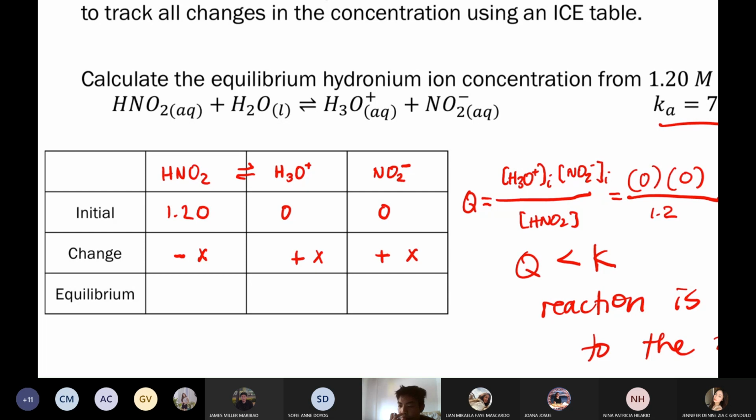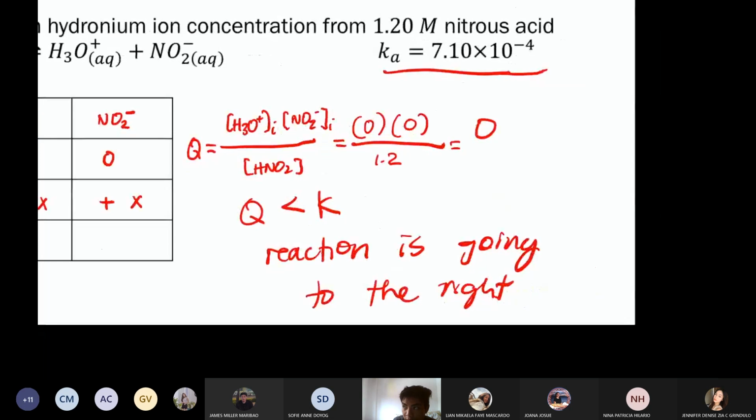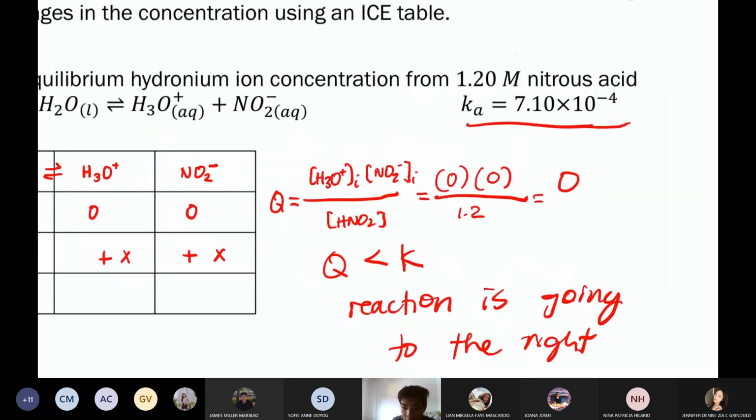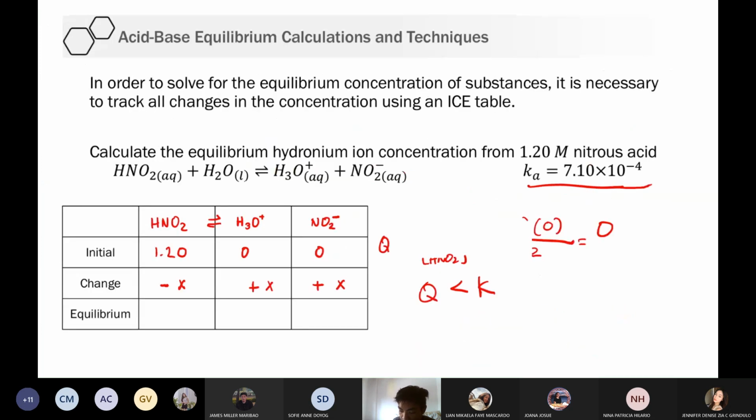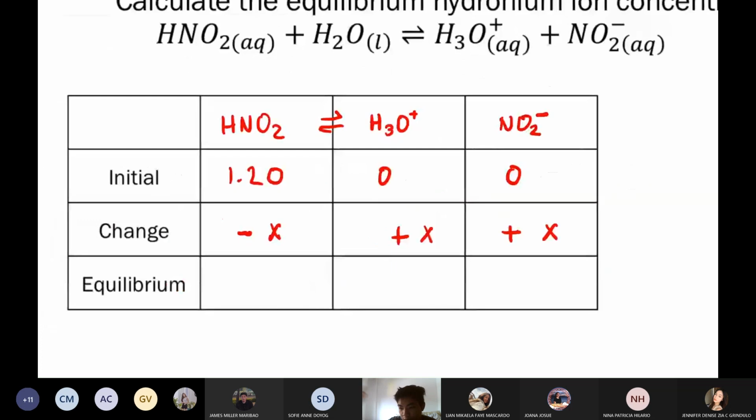Okay? So yun yung isang way to tell kung paano mo malalaman yung direction ng reaction. You compare Q and K. Okay? Ginagawa nyo naman yun sa lecture for sure. Okay? Another way to determine yung direction ng reaction is ganito. Ito yung shortcut natin. Kung nasaan yung zero, doon papunta yung reaction. Okay? So kung nasaan yung zero, doon papunta yung reaction.